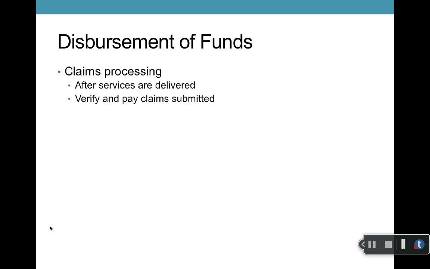So how are funds processed? How does this take place? Now, you're going to learn a lot more about this in the financial management course, but I want you at least to be familiar with the basic process of how this takes place. So the disbursement of funds.